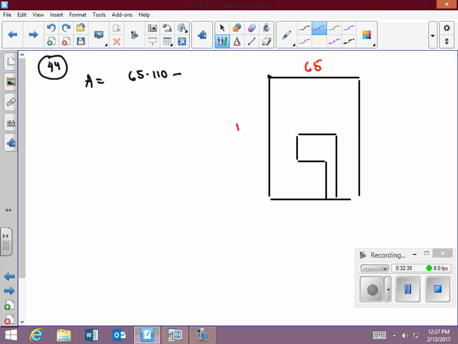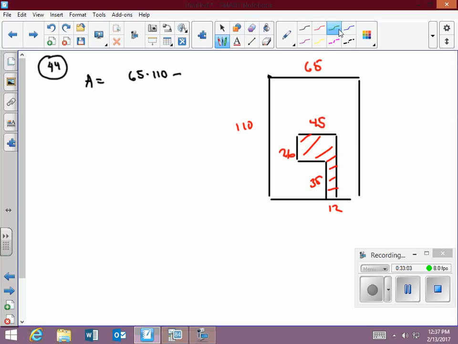$65, 110, 45, 26, 35, and 12. And this is the part we gotta take out. Subtract 45 by 26 and then 35 by 12.